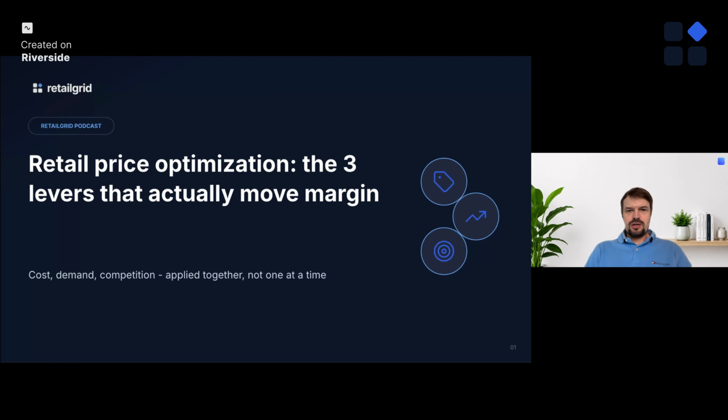So we will be talking about price optimization and different advanced technologies. So let me start with the first question, quite straightforward and very fundamental. What is retail price optimization, and what are three main components or levers that you actually need to use?